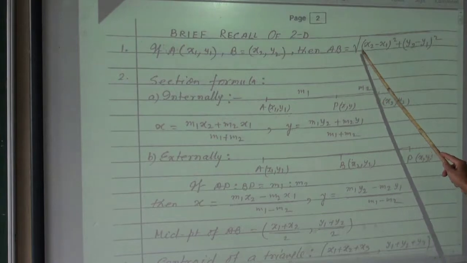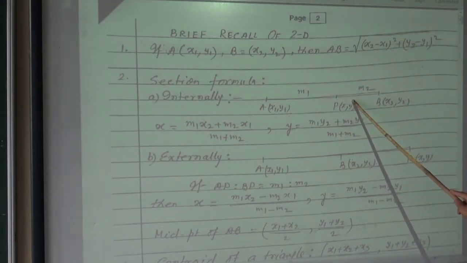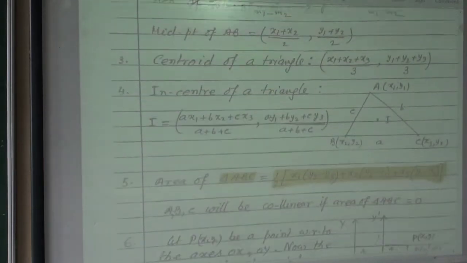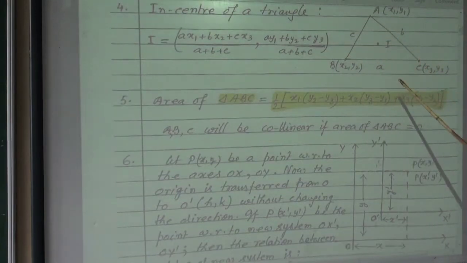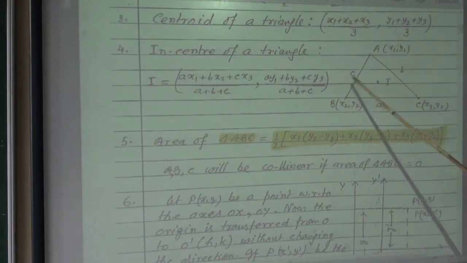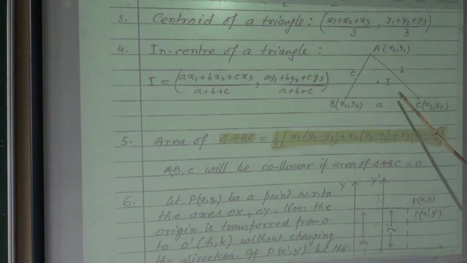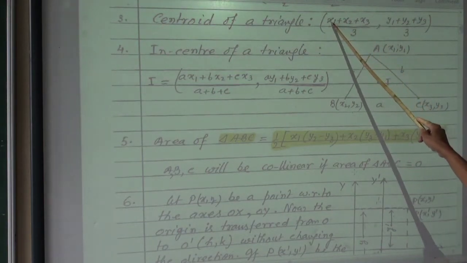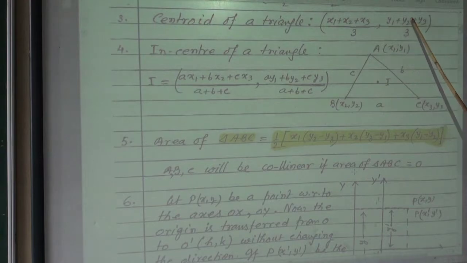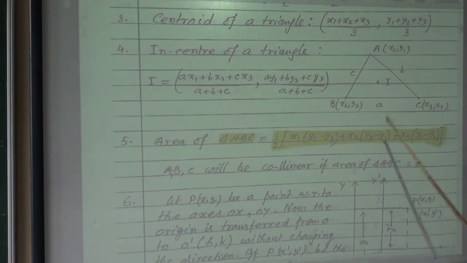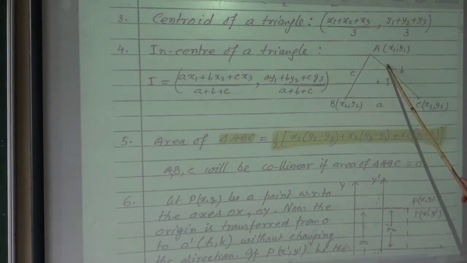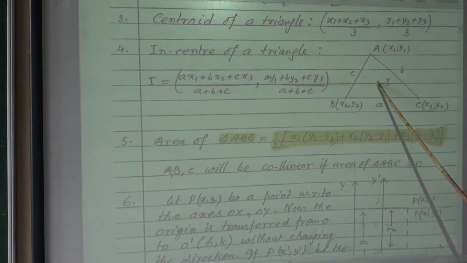So, distance formula, section formula, this is internally, this is externally, this is midpoint formula, and then this is centroid of a triangle. This is one triangle, coordinates are (x1, y1), (x2, y2), (x3, y3). Then centroid of this triangle formula is (x1 plus x2 plus x3) over 3, (y1 plus y2 plus y3) over 3.